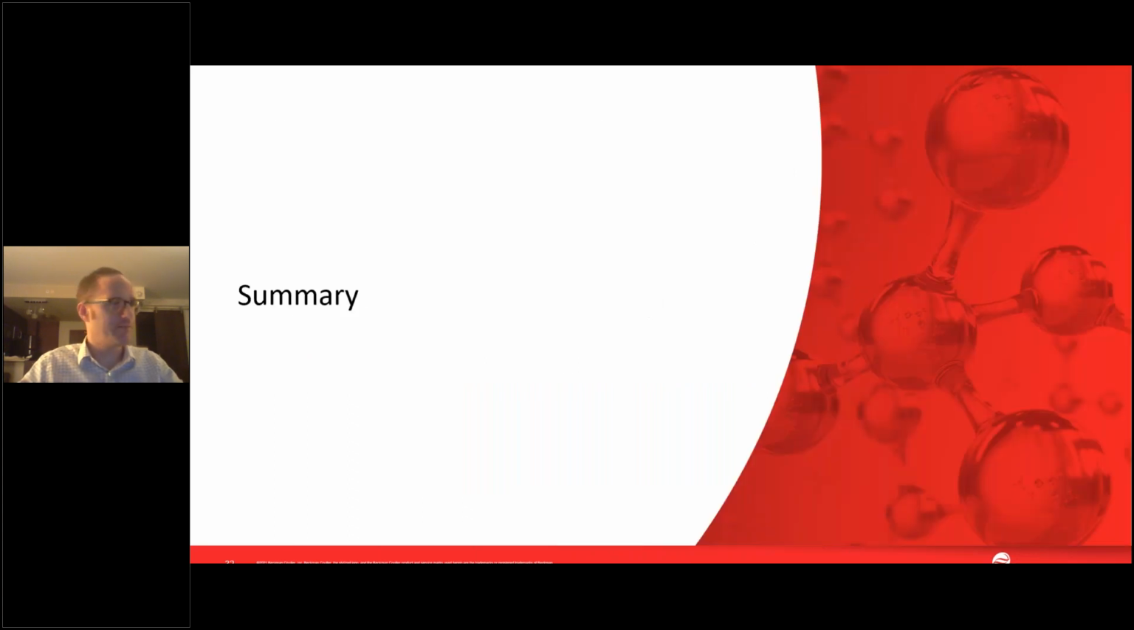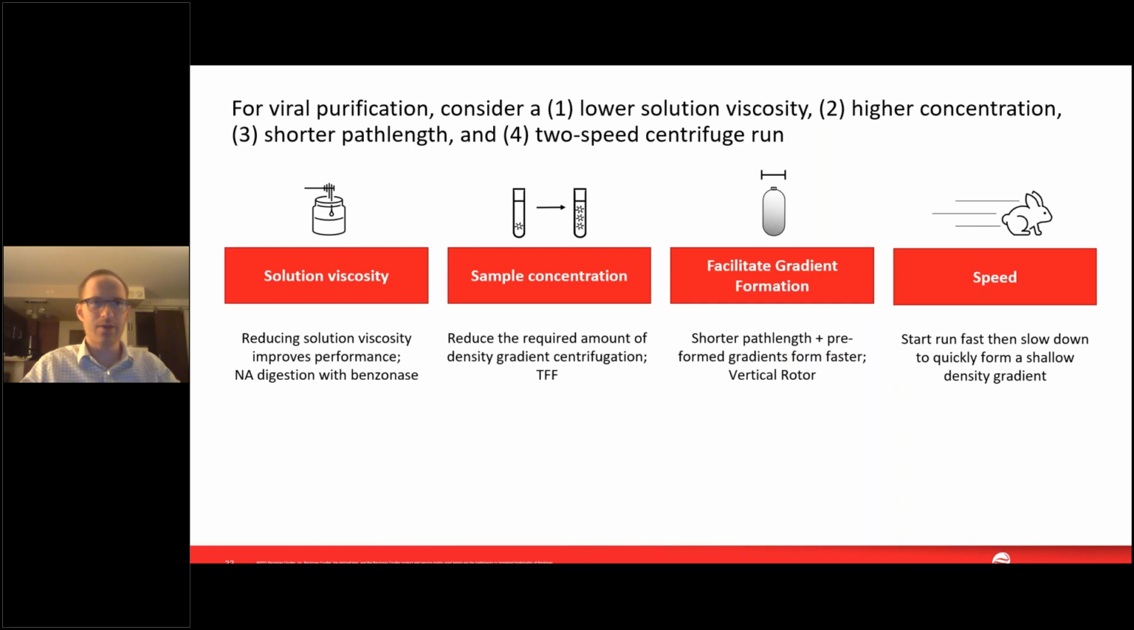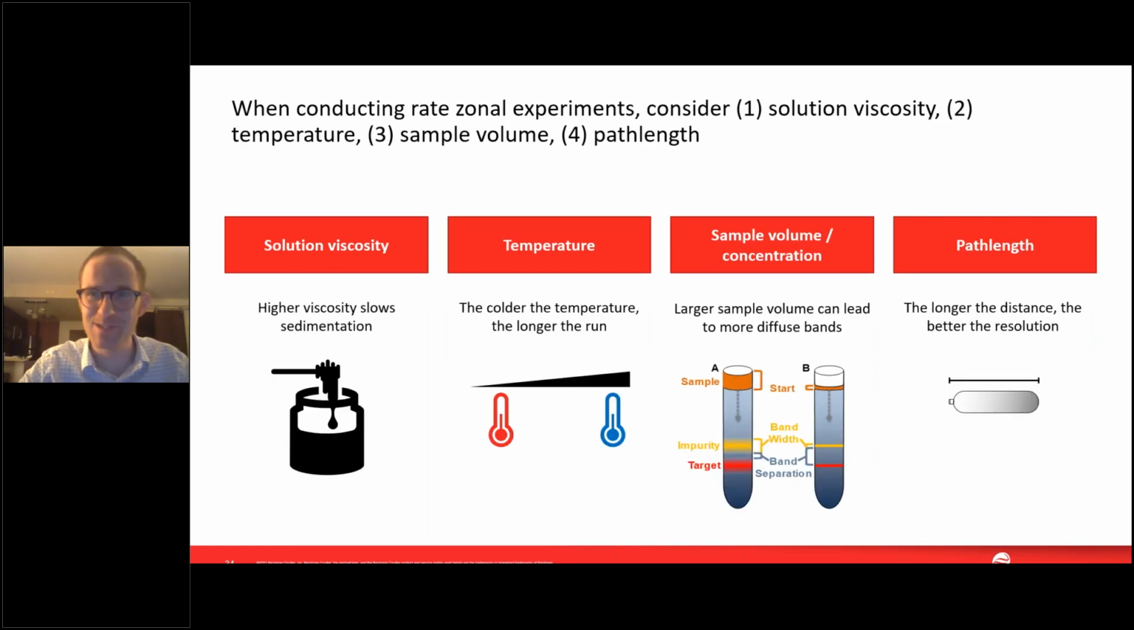All right, I've just got 2 more slides here, just putting this back together. Remember, for the viral purification, we're seeking a lower solution viscosity, a higher concentration, a shorter path length, and a variable speed run. As we do these things, we can improve our run times and hopefully make this process less painful for us. And when conducting rate zonal experiments, again, we have to consider solution viscosity. It may go either way here. We have to consider the temperature again, may go either way here. But then we really need to be thinking about our sample volume, how concentrated this is, and our path length. The longer the distance, the better the resolution.